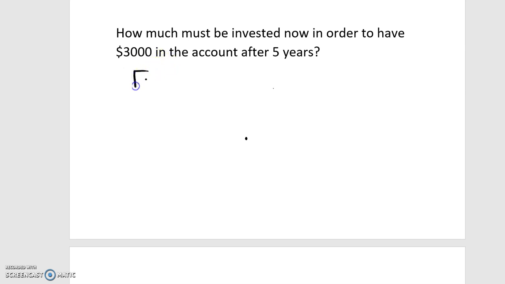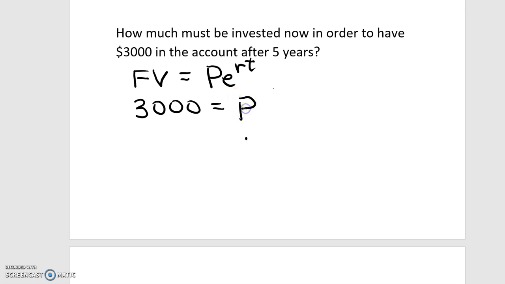So we're still going to use our formula that FV is equal to P times E to the RT power, but FV in this case, we know we want $3,000 sometime in the future. So our FV would be 3,000. P, the amount to be invested now, is what we do not know, so that is our unknown. E remains E. Our R value is still the 6.5% as a decimal, and the T value is still 5 years.